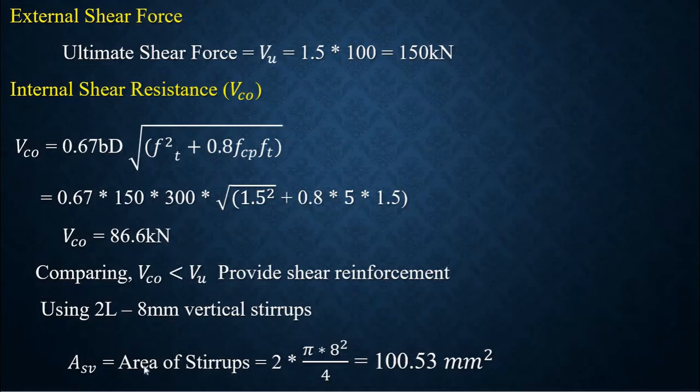Next is calculation of ASV, that is the area of the stirrups, which is equal to, since we have considered two-legged, 2 into pi into d square by 4, where d is the dia of the bar or dia of the stirrups. So pi into 8 square by 4, you will get 100.53 mm square. Now we have understood what the area of the stirrups is. Next thing is we should find out the spacing for vertical stirrups.